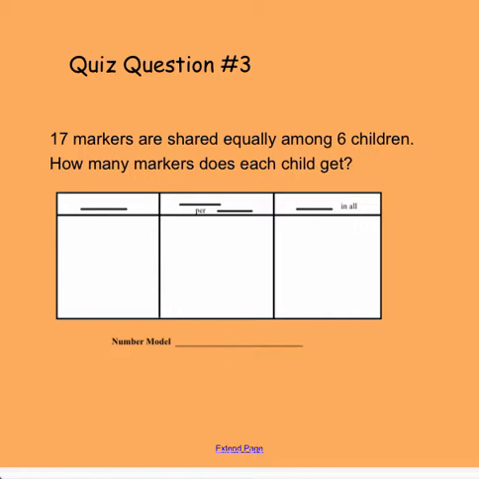All right, quiz question number 3. 17 markers are shared equally among 6 children. How many markers does each child get? Again, you can use the diagram if it helps you, but you don't have to. What you need to do is answer the question, how many markers does each child get?